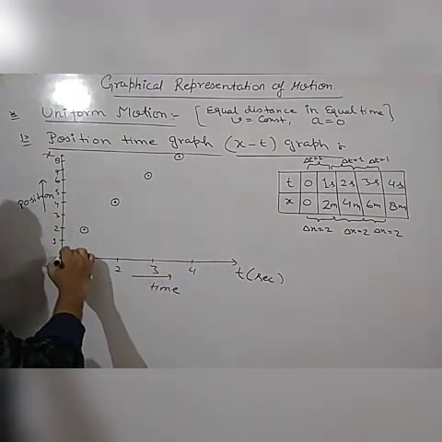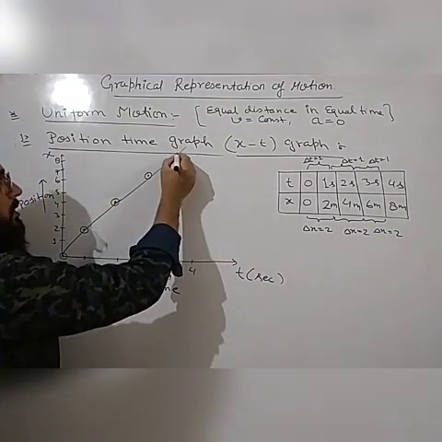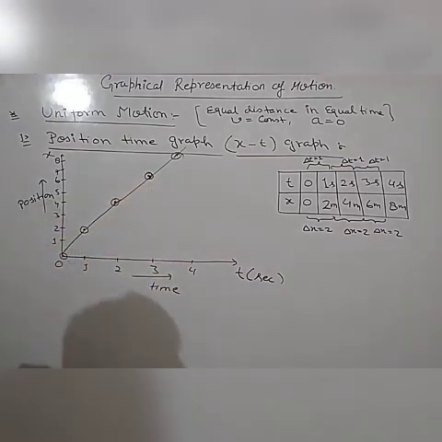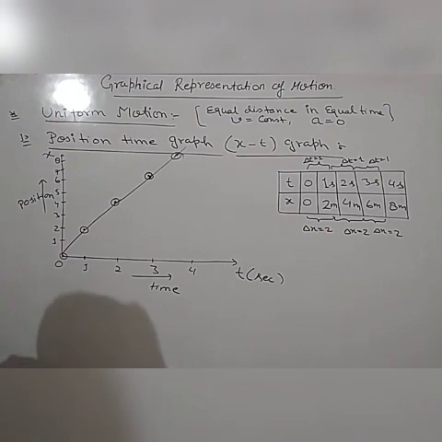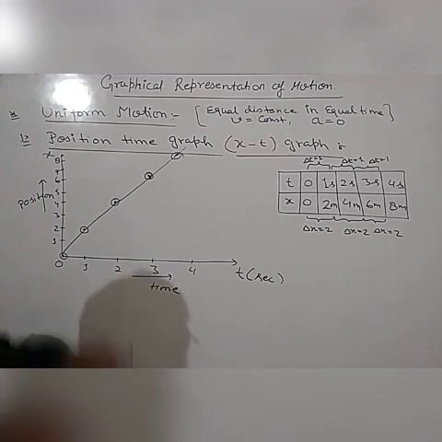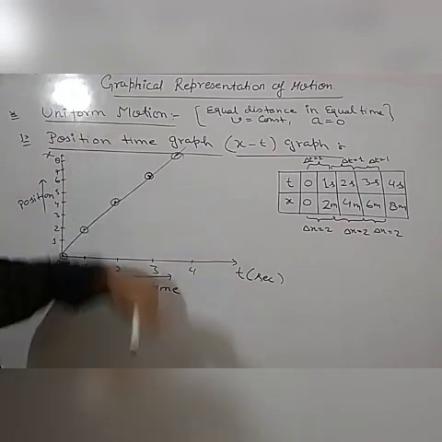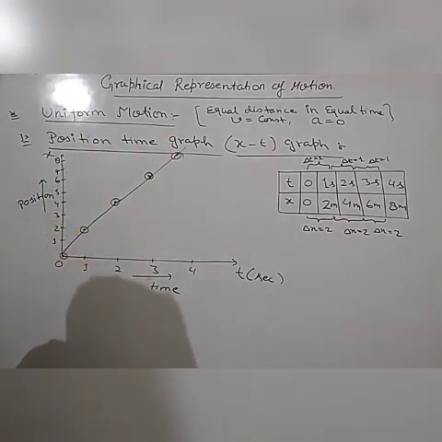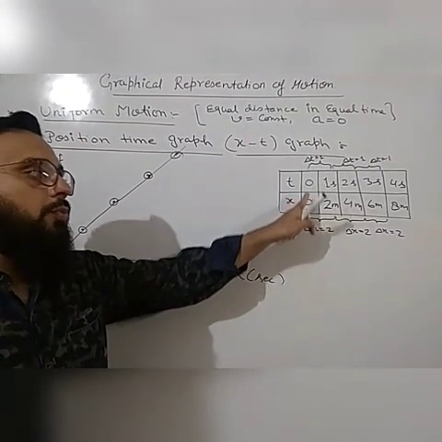In this way, if we join all these points, then it will look like a straight line, or certainly it will be a straight line. If you draw these points on the graph paper, then it will be exactly a straight line. Okay? So, what do we come to know from this graph? The position time graph of a uniform motion is always a straight line. And it will pass through the origin if at t is equal to 0, position is 0.